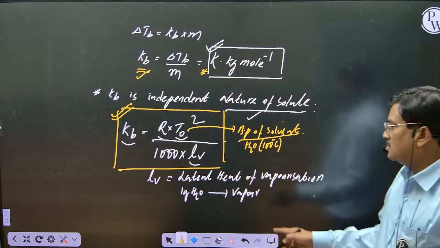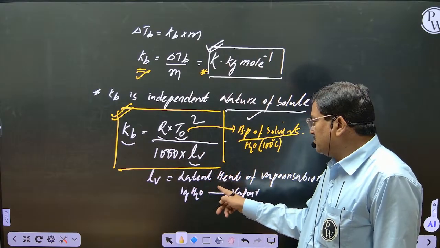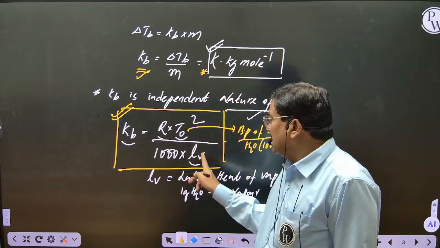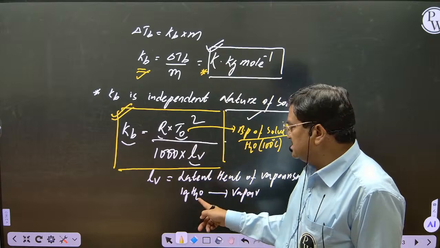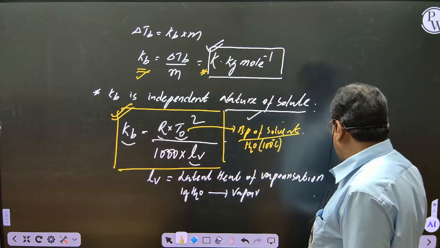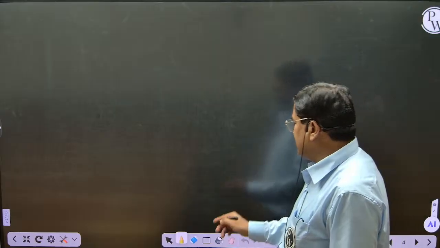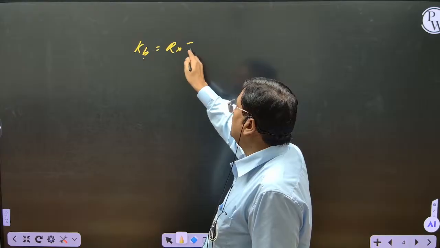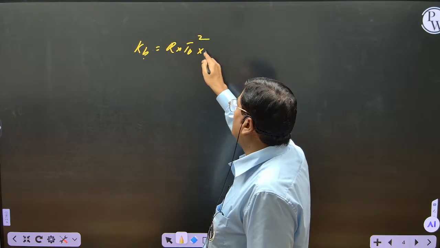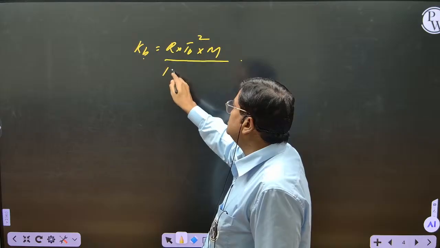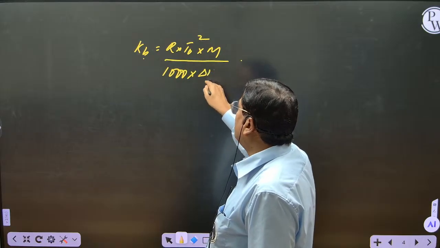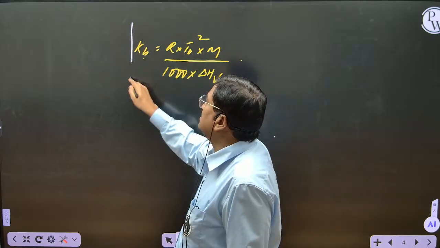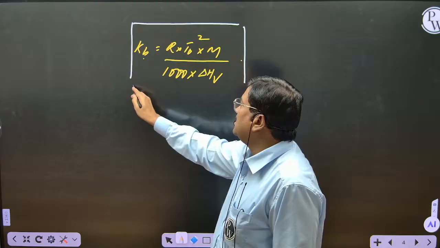Understood? Now I want the amount of heat required for 1 mole of water. What is 1 mole of water? It weighs 18 grams. 18 grams to convert into vapor. This is for 1 gram we wrote. So if I write for 1 mole, what should we write? Kb is equal to R into T naught square into molar mass by 1000 into enthalpy of vaporization. Did you see the difference between the previous one and this one? This is for 1 mole of water to convert into vapor.